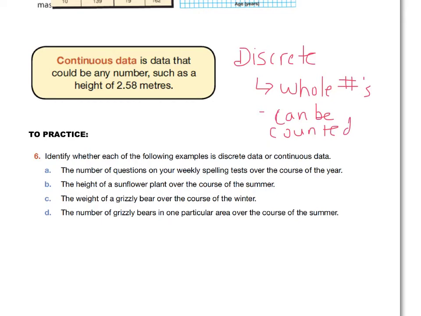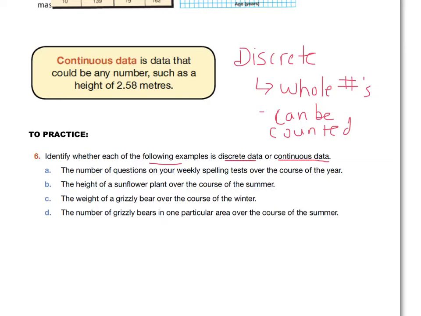So, knowing that, with your elbow partners, try to identify whether the following examples are discrete data or continuous data. I'll read through them and then press pause and discuss with your elbow partner which one you think it is. Again, you do not need to have the same answer as your elbow partner, but use that conversation to assist you in determining your final answer. So, A, the number of questions on your weekly spelling tests over the course of a year, continuous or discrete data. Press pause and do that now.